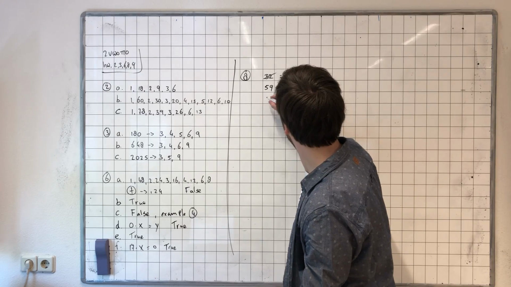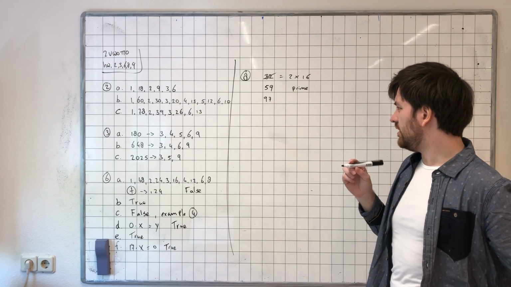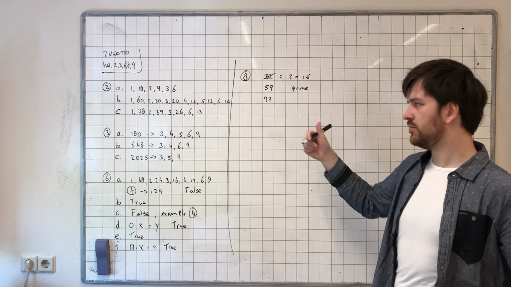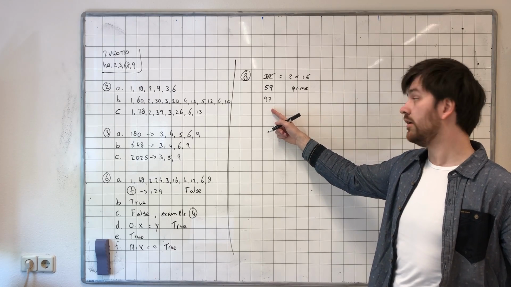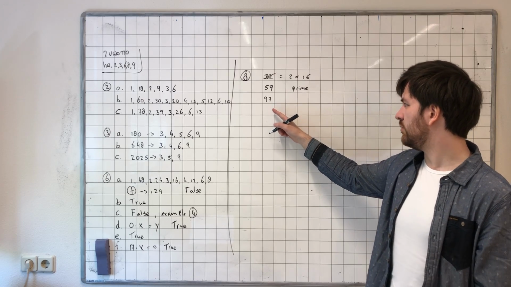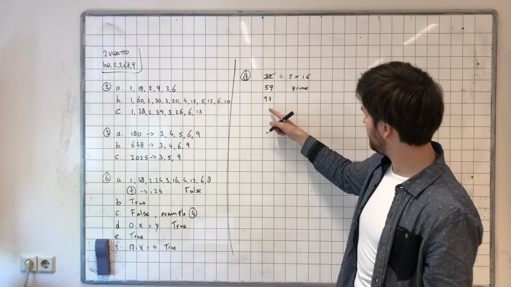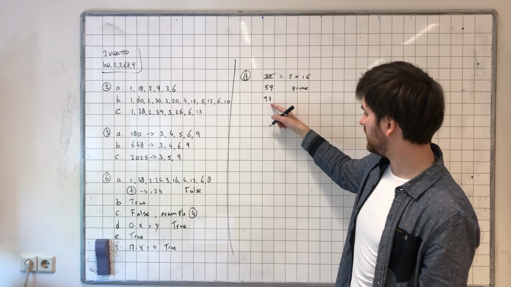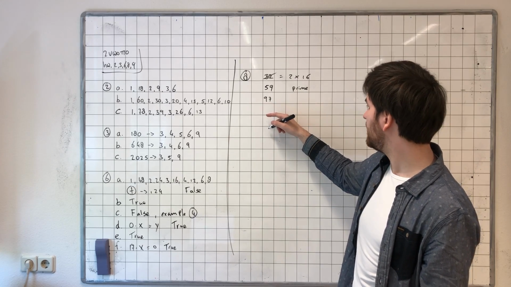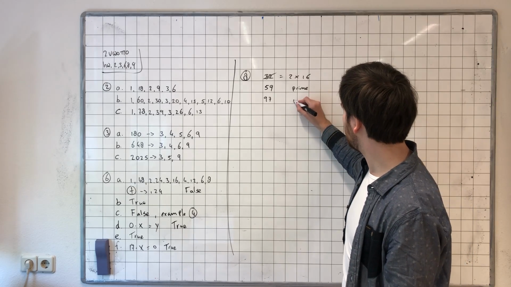The next one, 97. Let's see, we can't divide this with 3 because the sum is 16. So you can't divide it with 5, not with 7, not with 9 because the sum is still 7, not with 11, not with 13. So this is also a prime number.